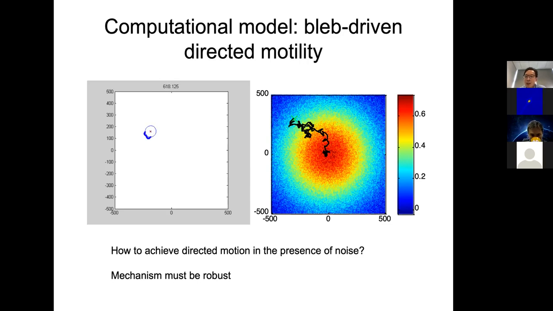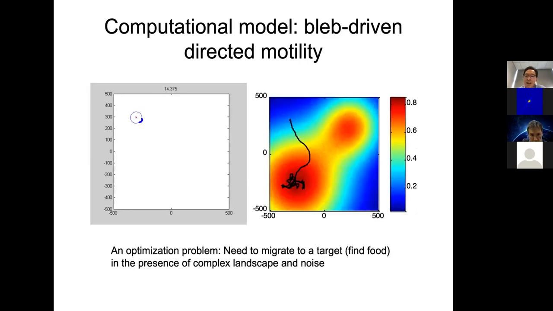Now once we have gotten this to work, we can torture the cell. You can let the cell choose between good food and better food, a higher concentration or high intensity. And the cell maybe in this case chooses the higher density.